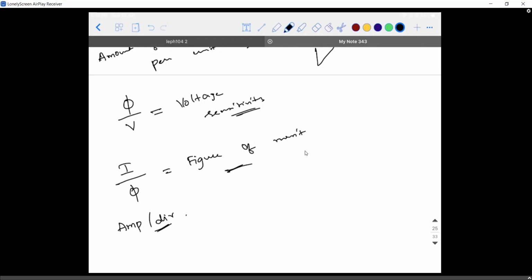Okay, guys, any doubt till this point? Anything you want me to explain again? Sir, can you repeat I by phi equals figure of, what is it? Figure of merit, MERIT. Okay, it's called figure of merit.